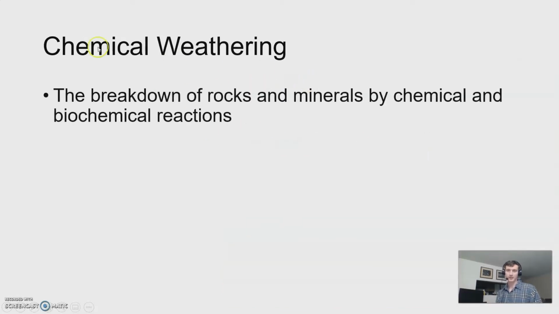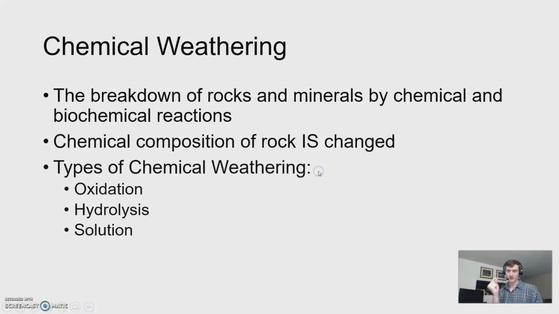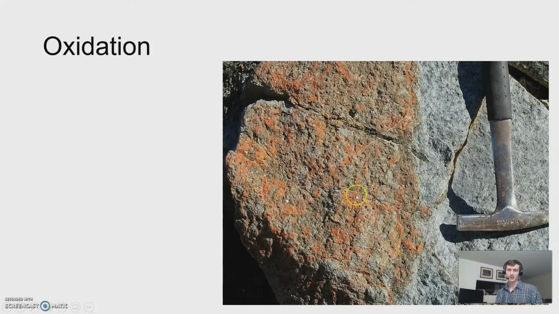Chemical weathering is a different sort of weathering because here we're actually changing the rock itself. We're changing the chemical makeup, changing what it exactly is in terms of material. So here we're going to talk about oxidation, hydrolysis, and solution. First, oxidation, you should always think of rust.